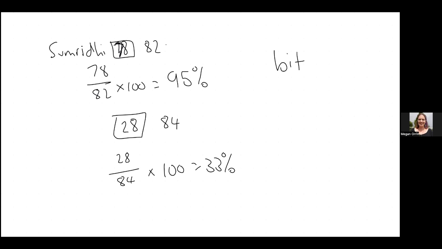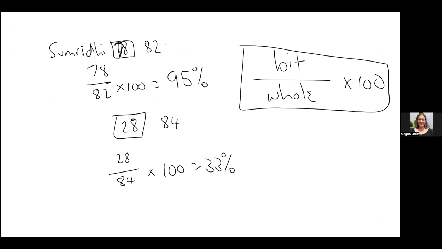All right. So the general rule is we put the bit on the top of the fraction, divide it by the whole amount, and then we times it by 100. And that gives us our percentage. Right? So that's what we're going to do for all our finance stuff. Make sense?